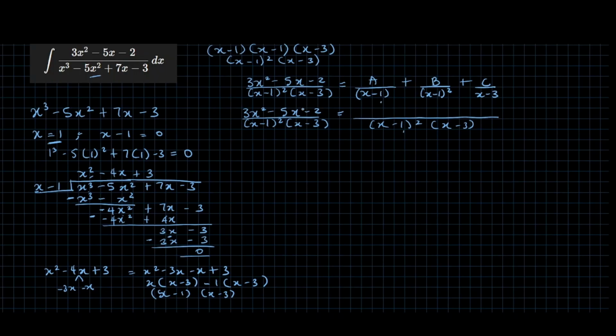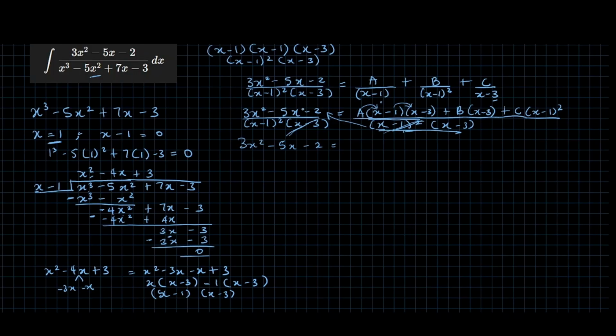Now this will simply leave you with A times x minus 1 times x minus 3, and B times only x minus 3, and then C times x minus 1 squared. Now if you simply multiply through with the denominator, it cancels both here and here, or you can just cross multiply. We're going to be left with only the numerator. I'm simply just going to expand this. Basically, I'm going to multiply this into this and then multiply A into them.